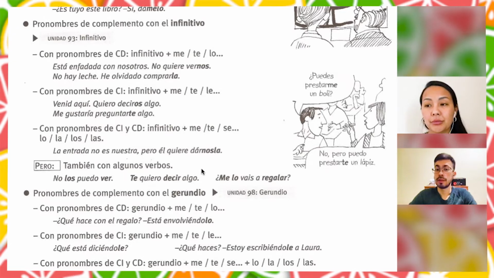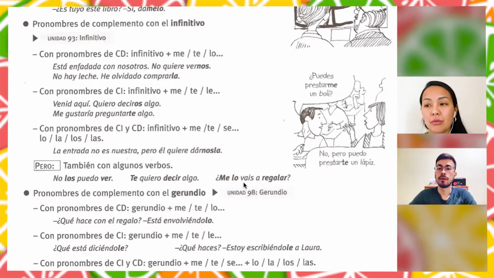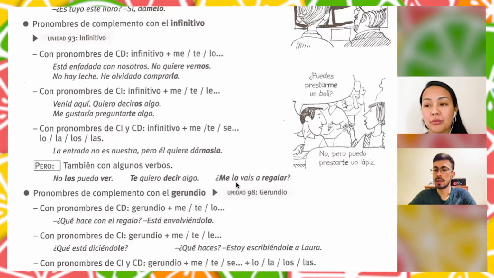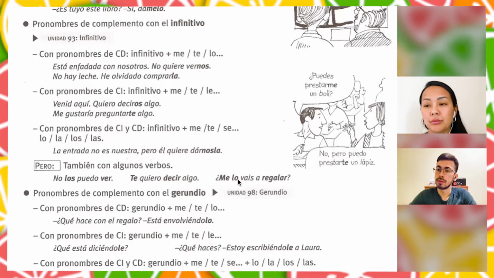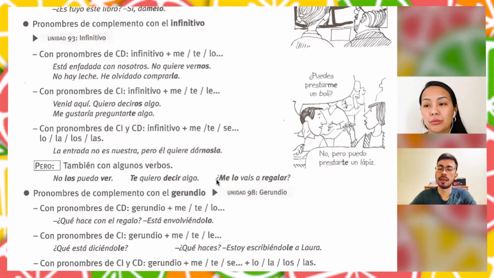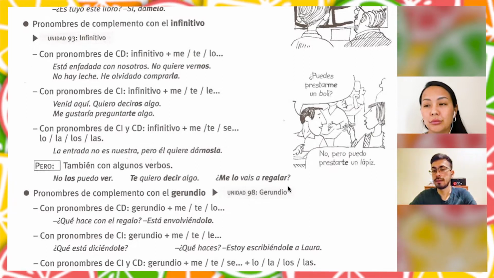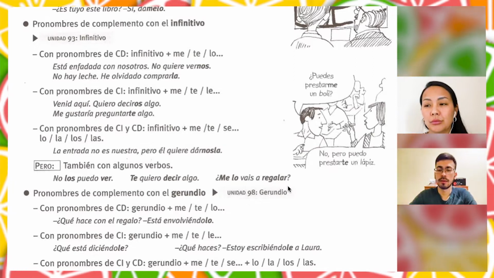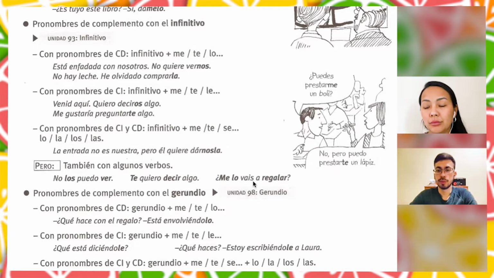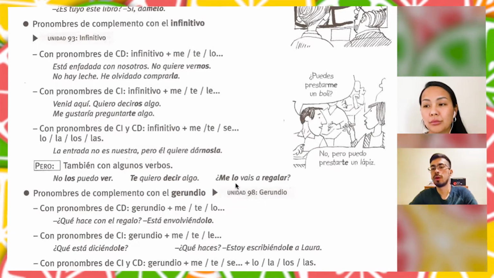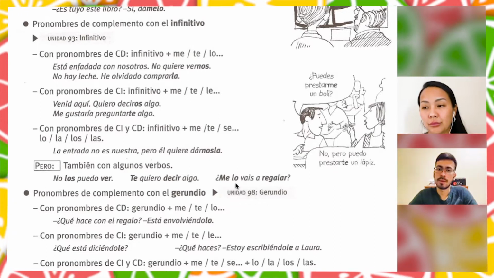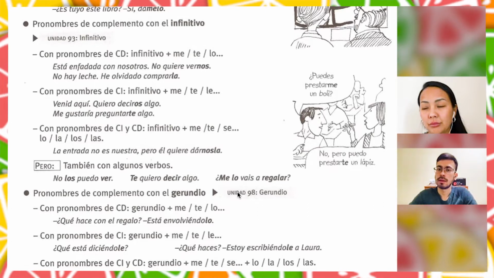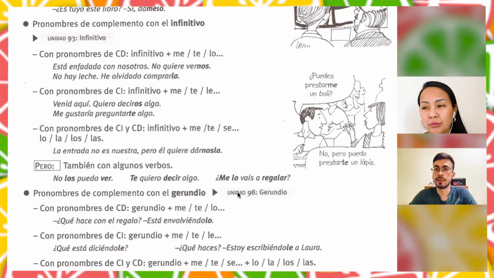For example, in this example we have indirect and direct, right? So they also are in the beginning. Me lo vas a regalar. How can we translate that? Directly, it's like, to me, it is going to be give. Me lo vas a regalar. It's like, are you going to give it to me?